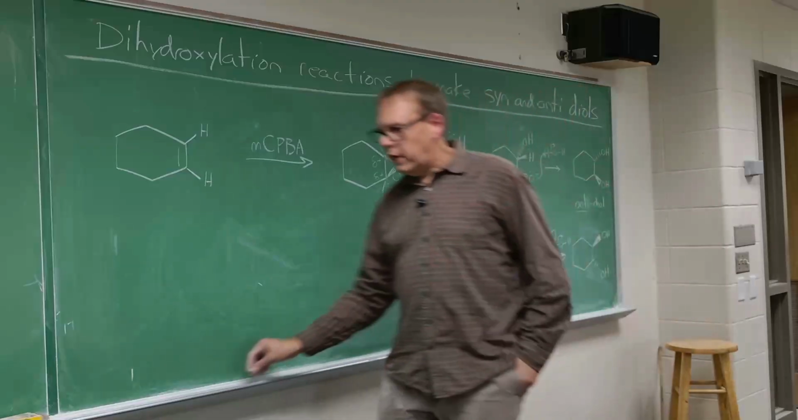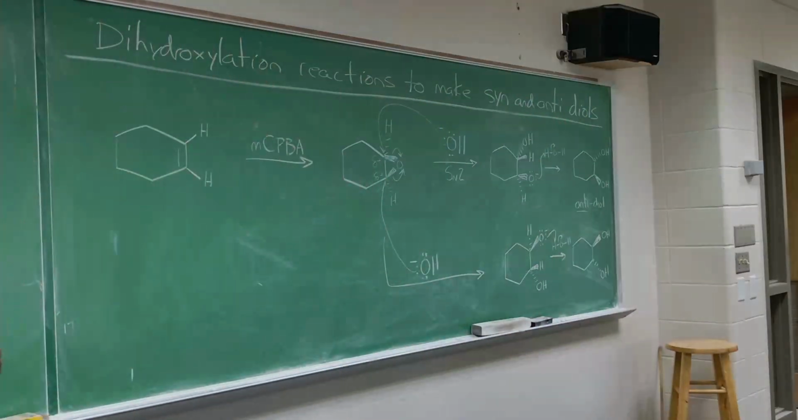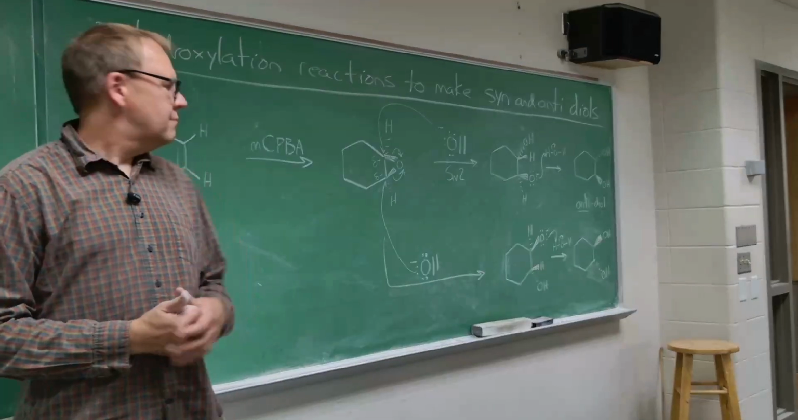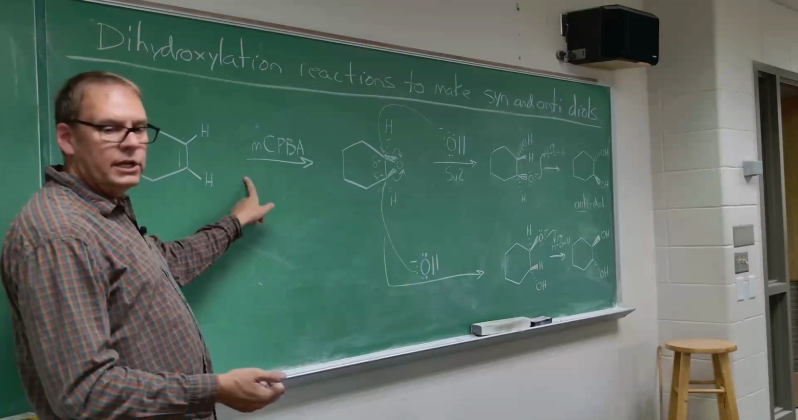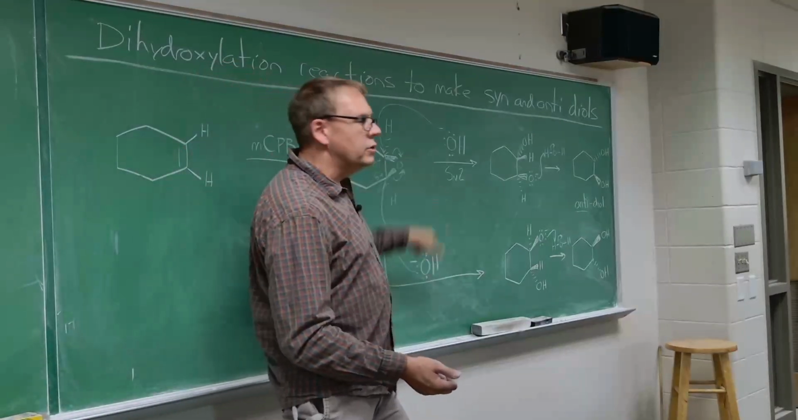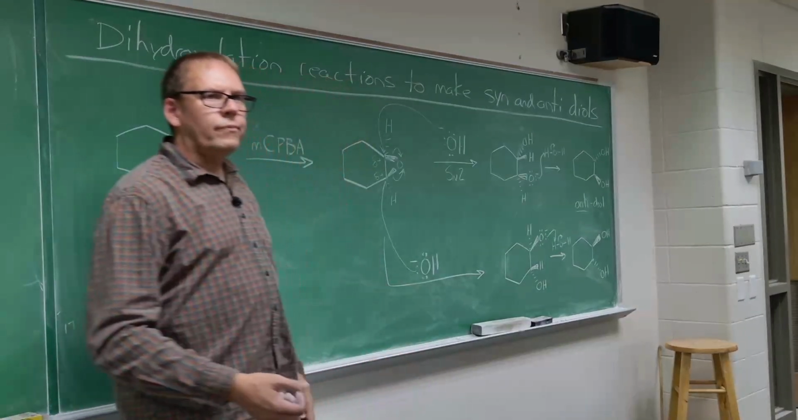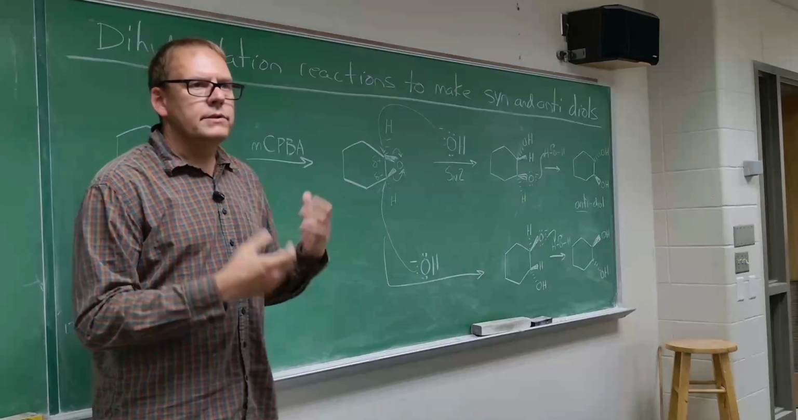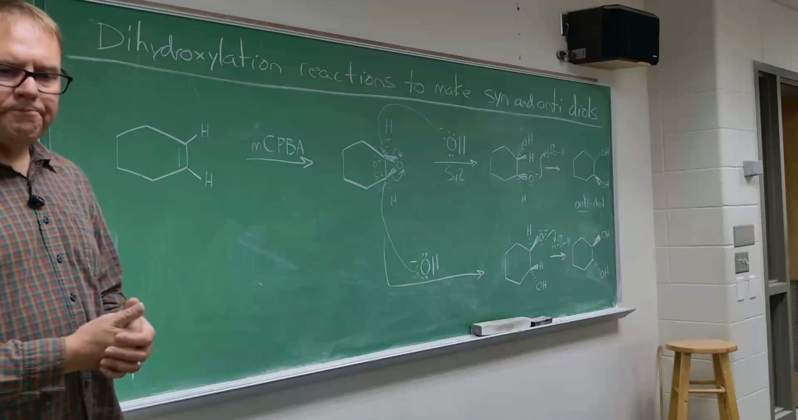This is the way to synthesize an anti-diol from an alkene: first make an epoxide, do an epoxidation of an alkene to give you an epoxide, and then open it with hydroxide nucleophile. That is an anti-1,2-diol.